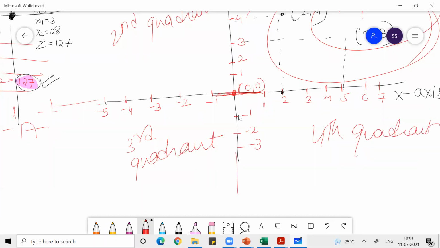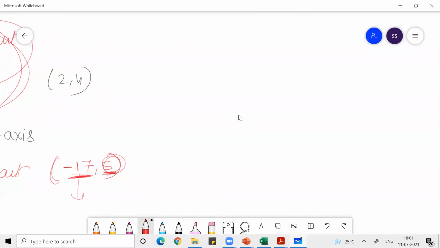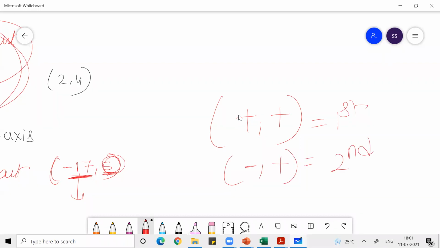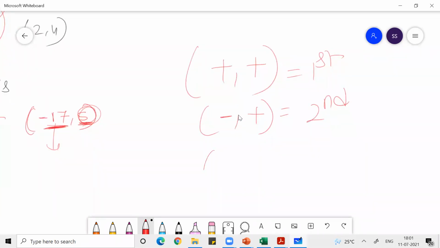So please understand. Whichever textbook you refer to, remember that positive values of x and y lie in the first quadrant. Negative x and positive y lie in the second quadrant. Both negative lie in the third quadrant. And positive x and negative y lie in the fourth quadrant.